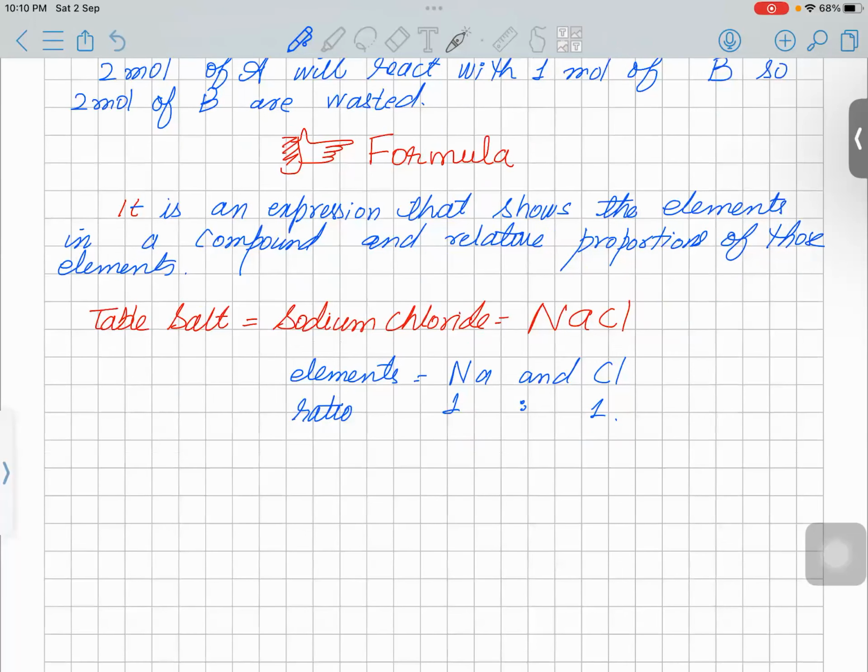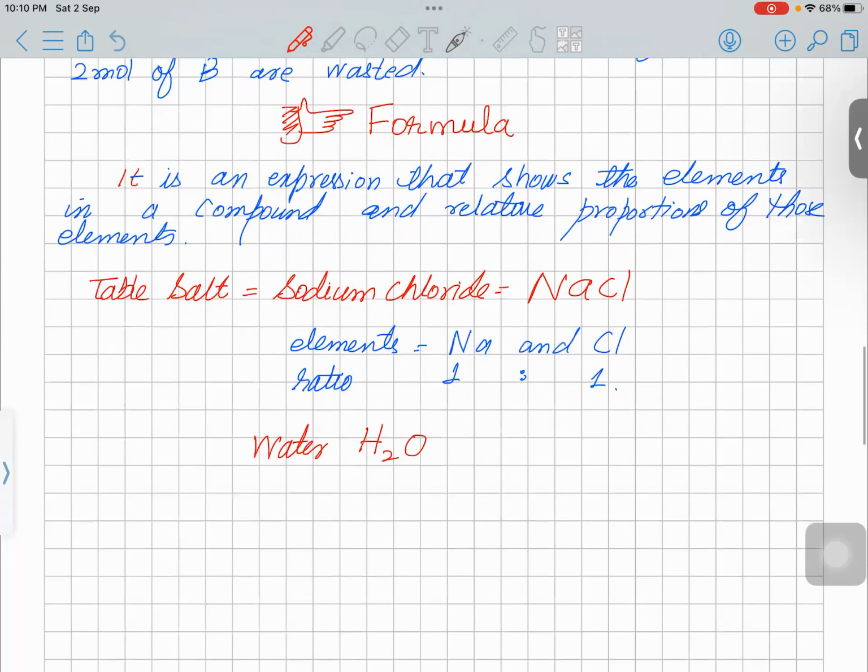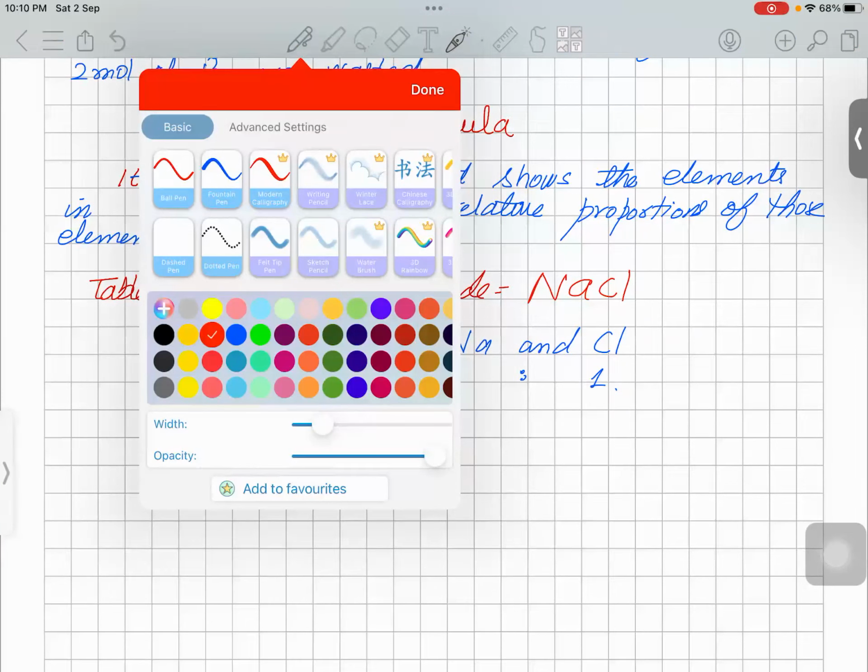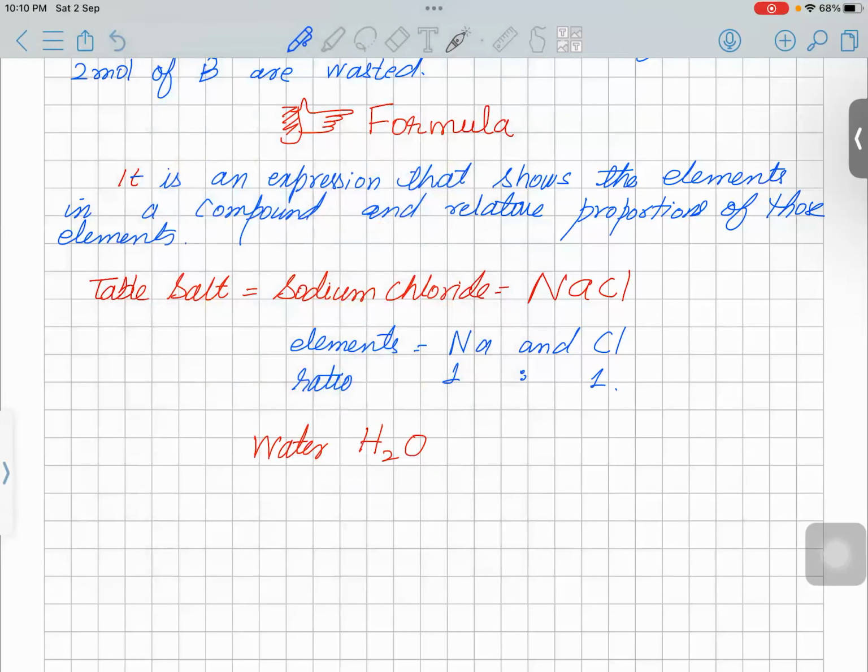Now the second example is water. Water is H2O. Now can you tell me the name of the elements? Yes, hydrogen, sir, and oxygen, and the ratio is 2:1.